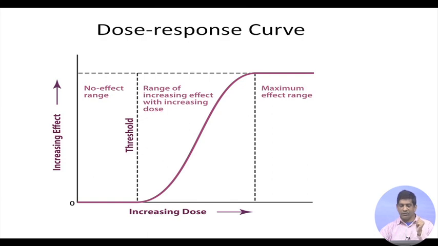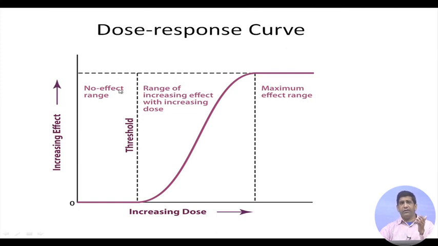It's called a dose response curve. As you can see from the bottom of this curve on the x-axis, you start from 0, and the line kind of gets up. After this threshold dose, you see the increasing effect showing up. So initially there is no effect up to this point. No effect up to this point is called the no effect region.